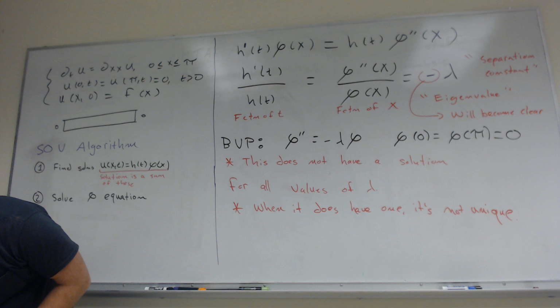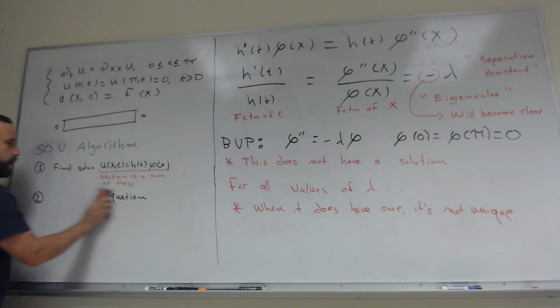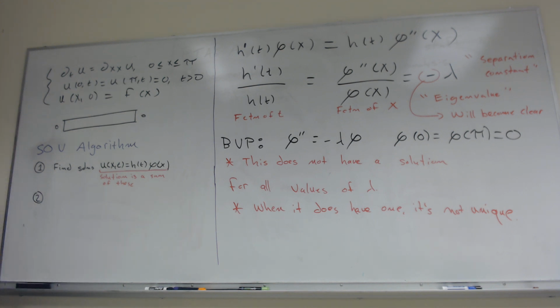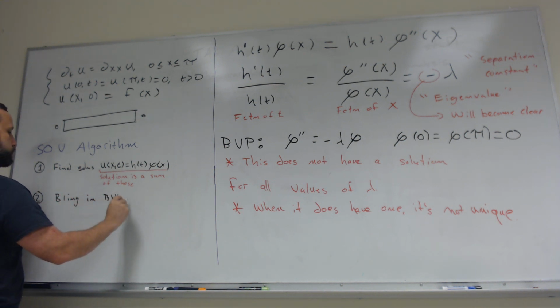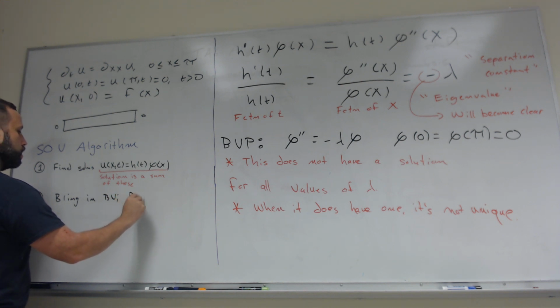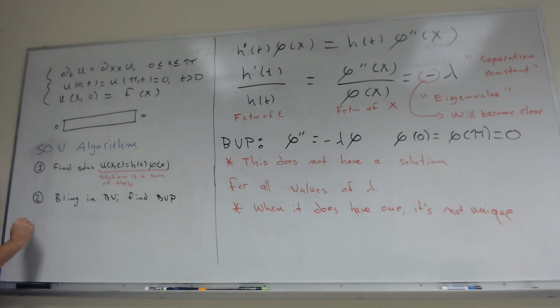So again, I just need to check my notes to make sure I'm on the right thing here. Looks like it, yes. Actually, I got this step wrong a little bit. So step 2 is bring in the boundary conditions. Bring in the boundary values. In other words, find the boundary value problem, which is what we did here.